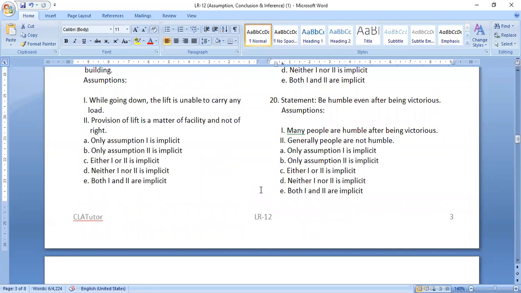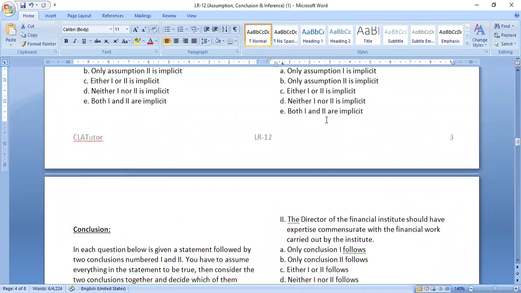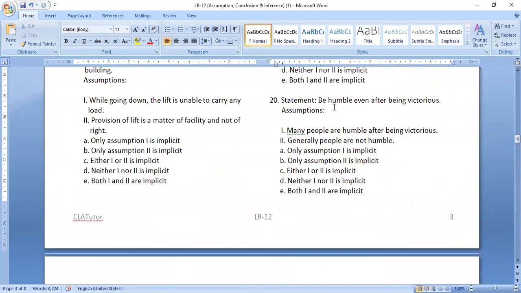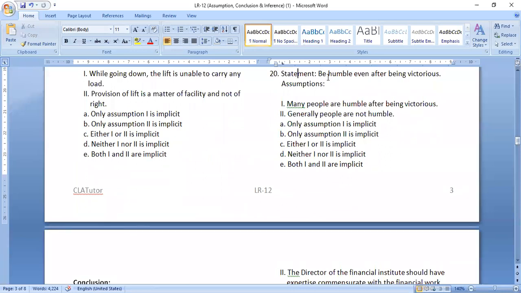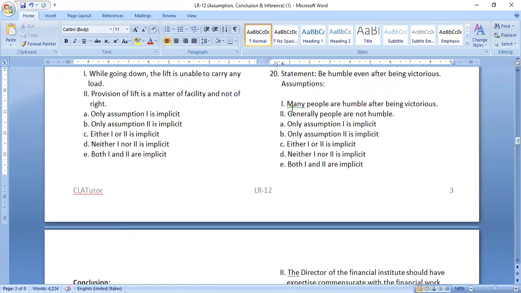Okay. And then it's conclusions. Okay. So, statement: be humble even after being victorious. So be humble even after being victorious. So the assumptions are: many people are humble after being victorious, and generally people are not humble. Yeah, I think it's B. Any other answer before we stop? Assumption?